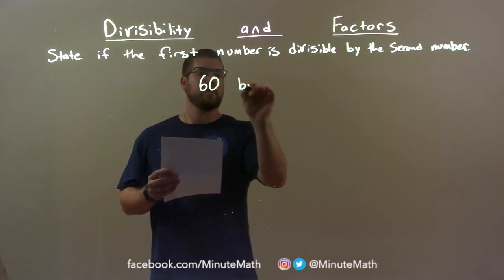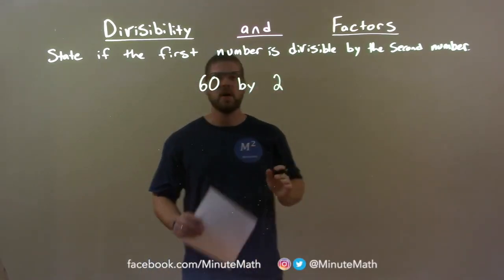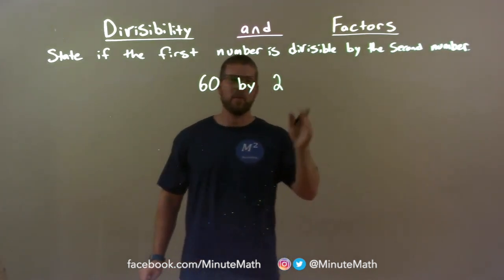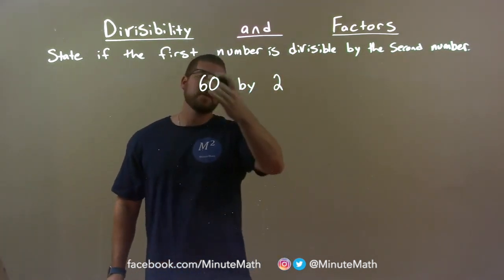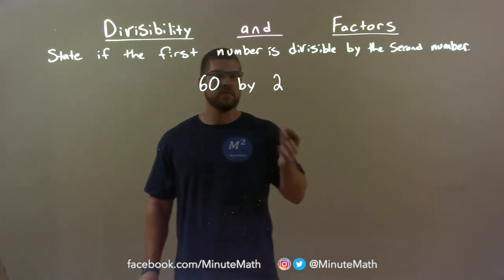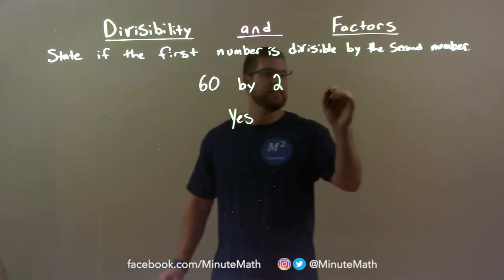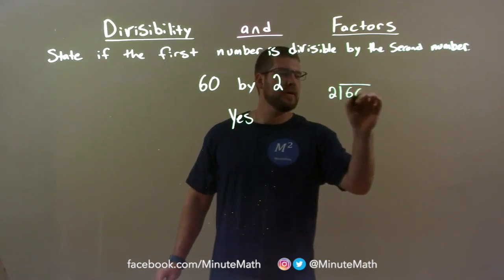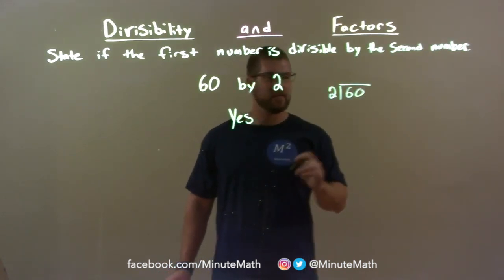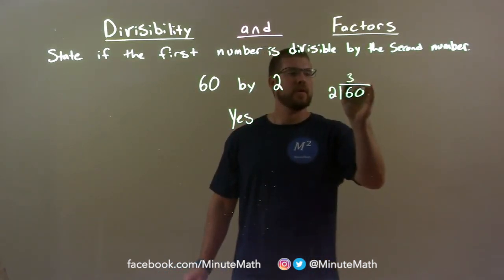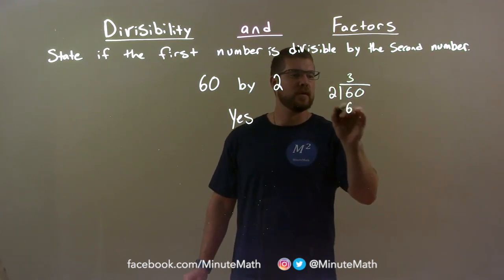Is 60 divisible by 2? Well, every even number is divisible by 2, so the quick answer is yes. But let's show it. 2 goes into 60. Does it go in evenly? 2 goes into 6 3 times. 3 times 2 is 6.